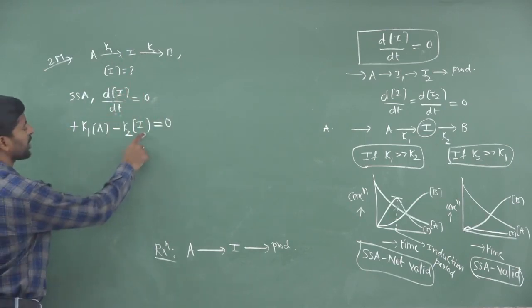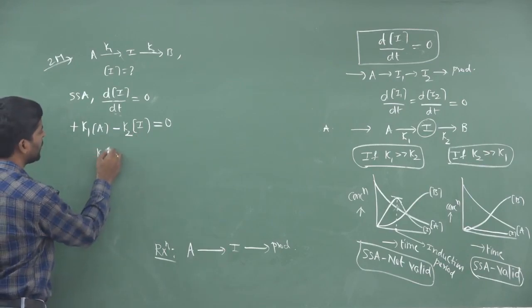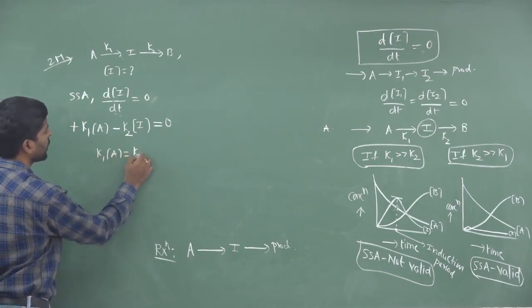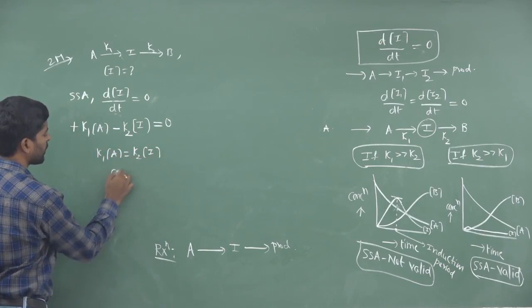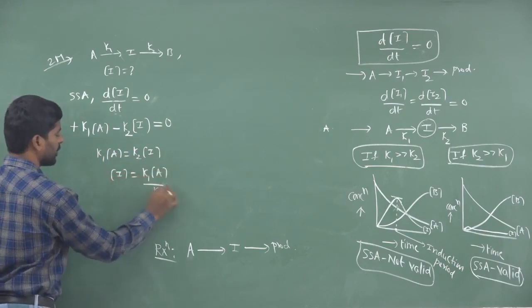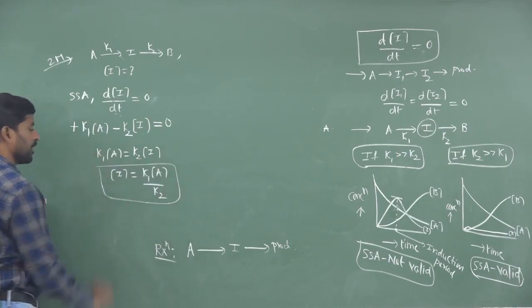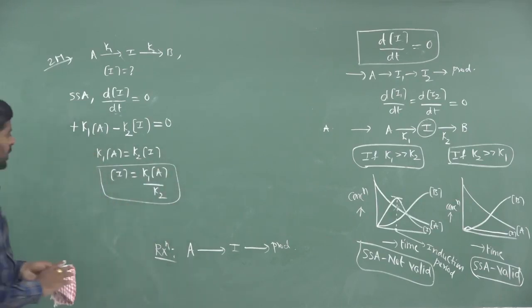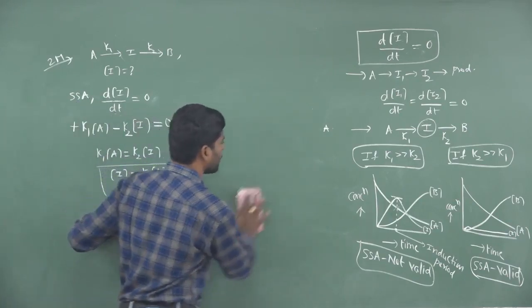Now you take the expression for I: K1 into A is equal to K2 into I. So the expression for I is equal to K1 into A by K2. So this is the expression for the concentration of I: K1 into concentration of A by K2.